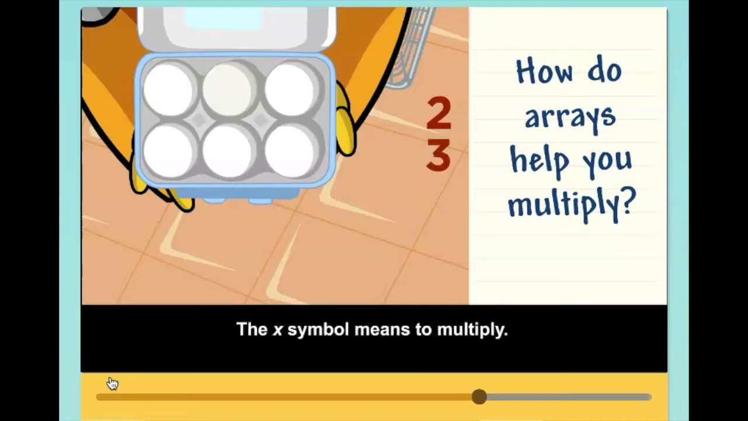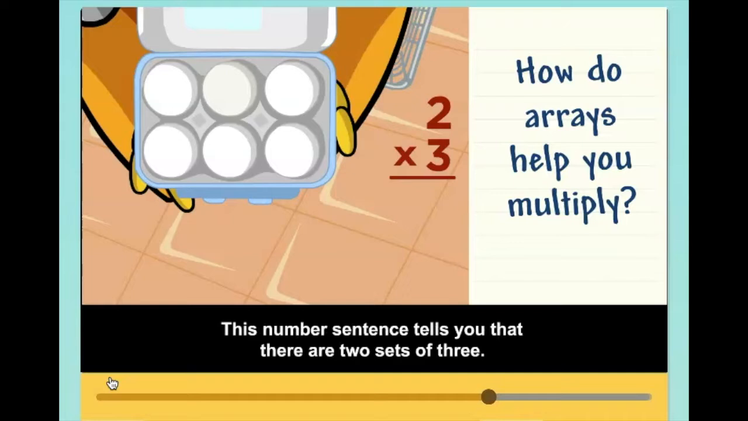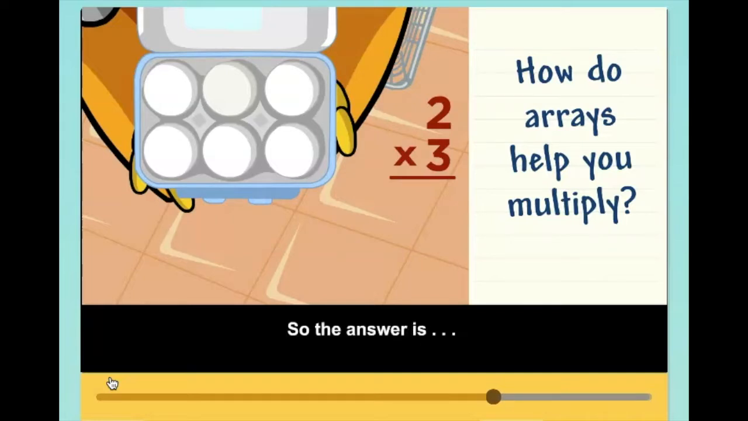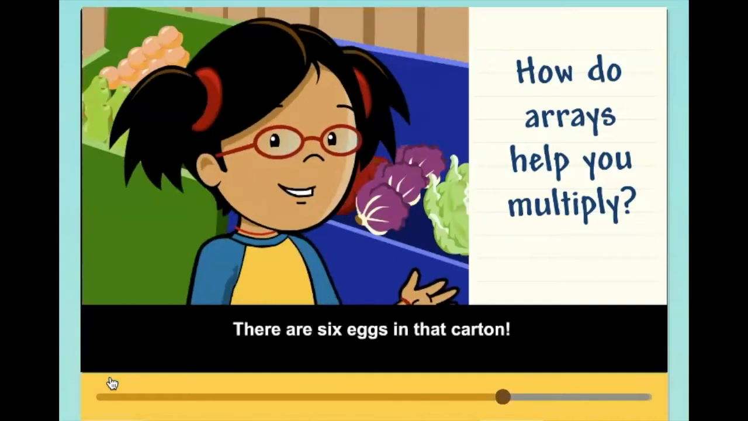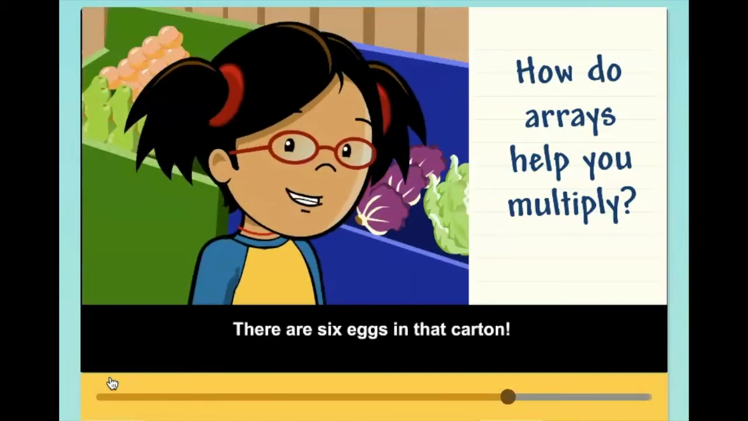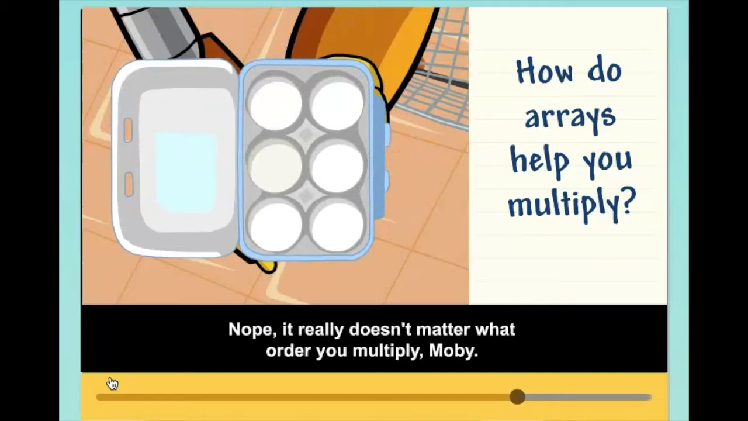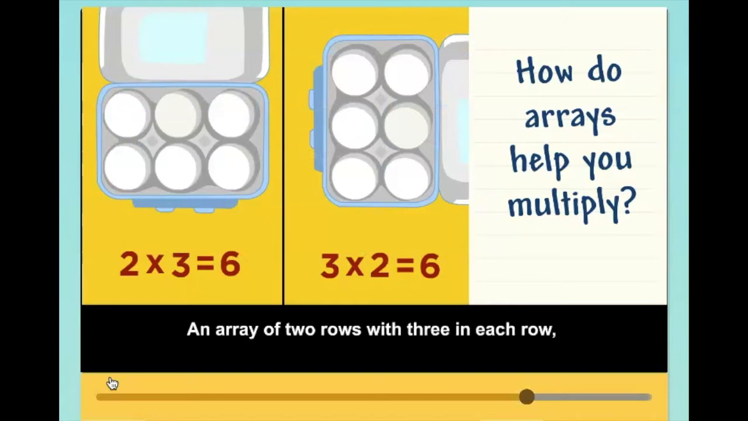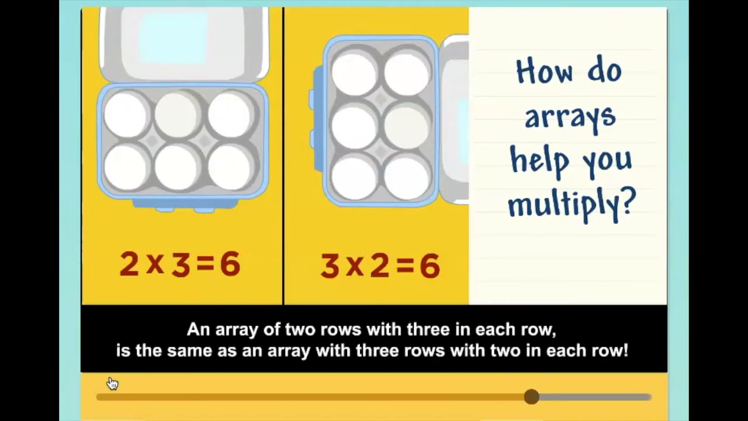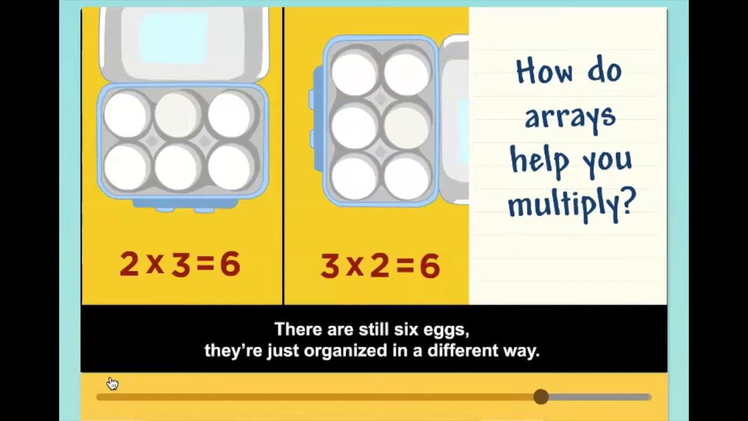That's 2. Then write the number of eggs that are in each row. That's 3. The X symbol means to multiply. This number sentence tells you that there are 2 sets of 3. So the answer is 6. There are 6 eggs in that carton. Nope, it really doesn't matter what order you multiply, Moby. An array of 2 rows with 3 in each row is the same as an array with 3 rows with 2 in each row. There are still 6 eggs. They're just organized in a different way.